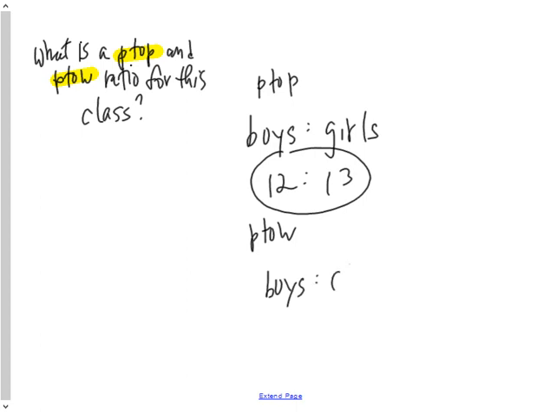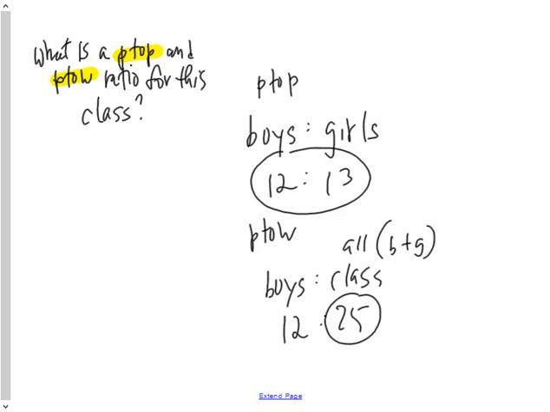I could do boys to the class, which would be 12 to 25, or I could do girls to the whole class, which would be 13 to 25. And remember, to get the all, I had to simply add my boys plus my girls to get the all part of my part-to-whole ratio. And because it's that, I could then express it as a fraction.